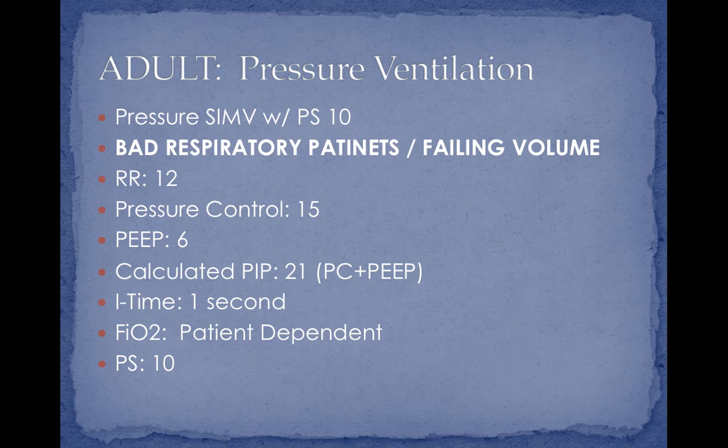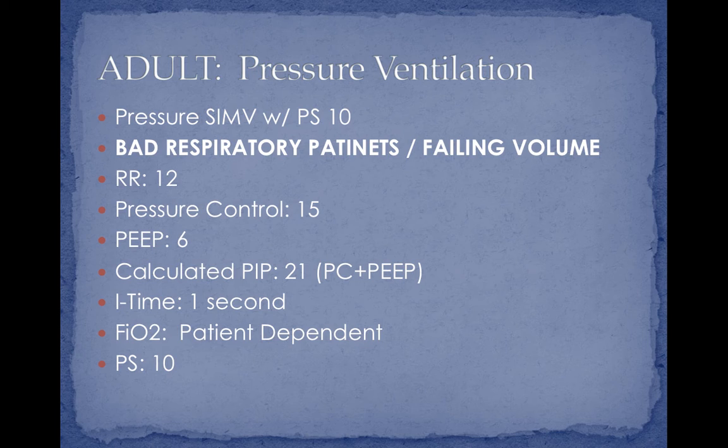Remember, in pressure control, a peak inspiratory pressure and a plateau pressure are basically the same thing. You can't measure a P-plat in pressure control, because your I time and your pressure work a little different than volume. In volume, you deliver a set volume over a set I time, so it'll go from 0 to 500, say, in 1 second. In pressure control, the ventilator achieves the pressure of 21 centimeters of water, and then it holds that breath for 1 second.